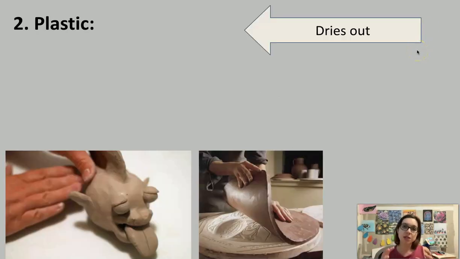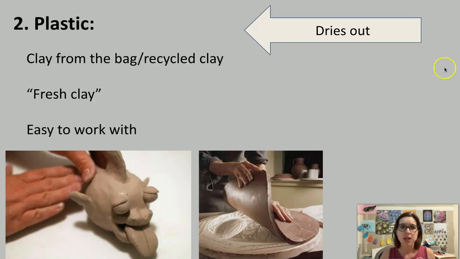Now, when you let that slip dry out a little bit, it becomes plastic. Again, this is where plastic comes from the word plasticity. You will know your clay is plastic because it's easy to wedge, you can form it, you can make coils, it's not going to crack so easily. This is clay from the bag, or it's recycled clay. This is the stage of clay that I give you. I like to call this fresh clay. It's easy to work with.